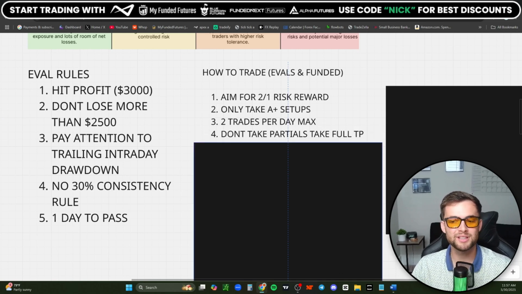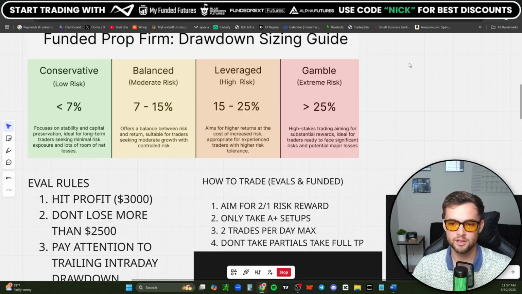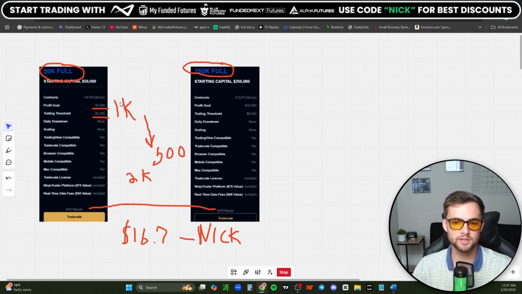And number 4 here is to not take partials, take the full TP at 2R. The main reason for this is because of that trailing drawdown I was telling you guys about before, right? So if you're up 1,000 and it comes back 500, your drawdown still goes up even though you made profit on it. So instead of having $2,500 in drawdown left, you have only $2,000, okay?